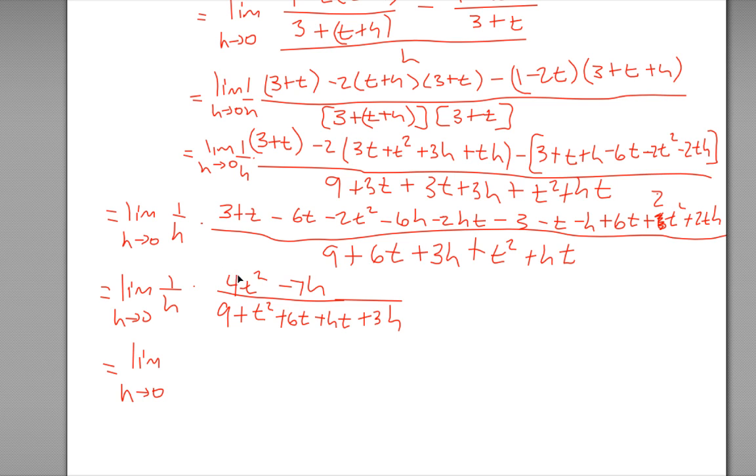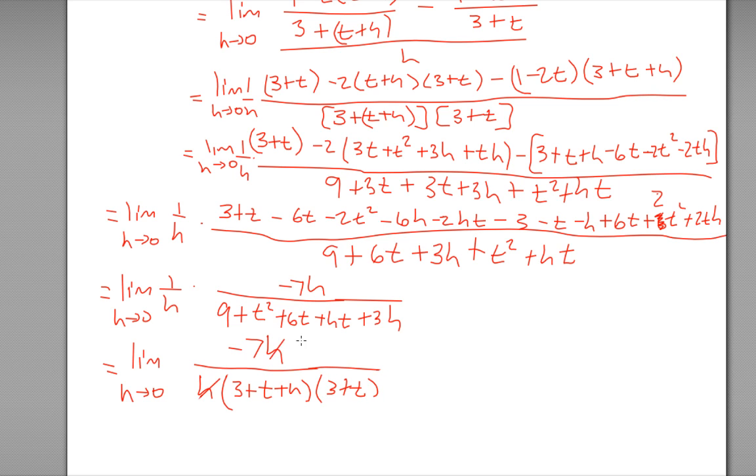And now I don't have this 4t squared here at all, so that's good. All right, thank you very much, everybody. This is why you try to do things slowly. So now I have negative 7h on the top, and on the bottom we have h times. We can factor the bottom, and it just factors into what we had before, 3 plus t plus h, 3 plus t.